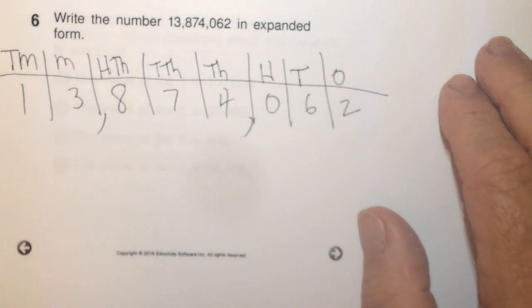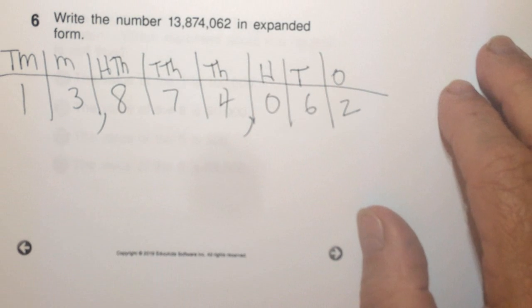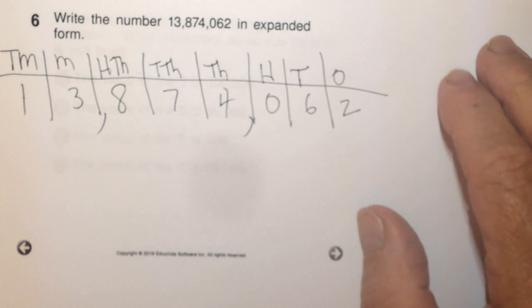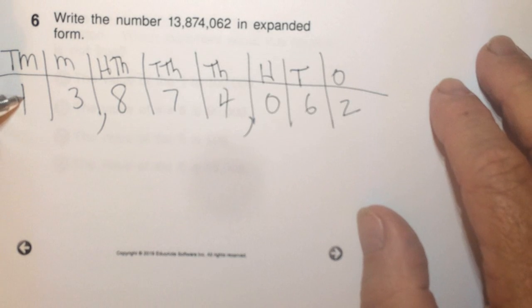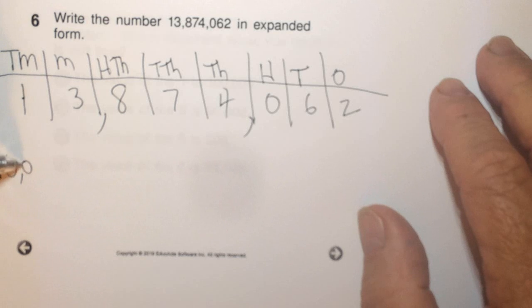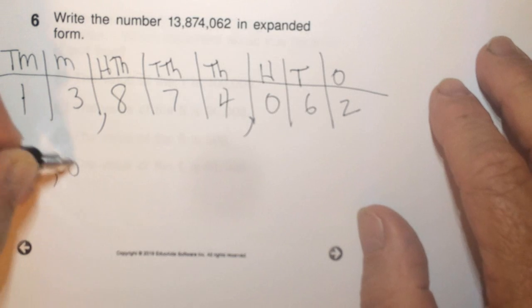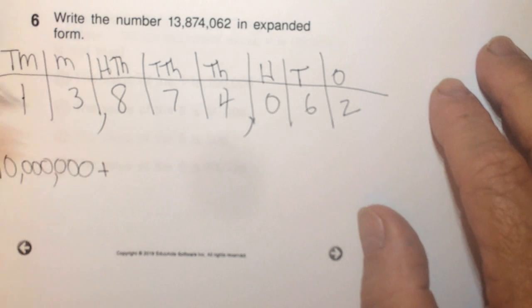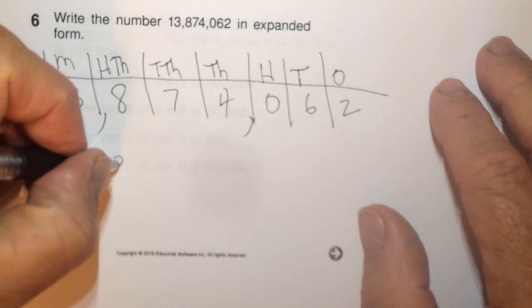Okay, now why do we do all that work? Well, now it makes it real easy for us to do expanded form because we just say, what is this number? This number is 1 times 10 million, which gives us 10 million. So that's our expanded form. This is 3 million. We write 3 million.